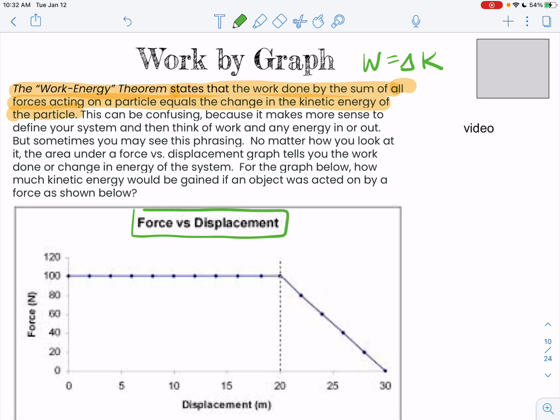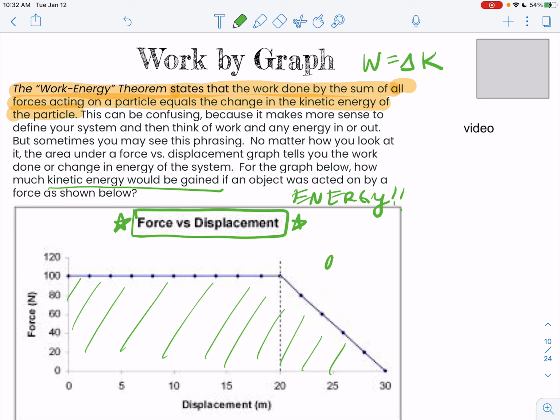All right. So they could ask you something like this. Anytime you see a force versus displacement graph, your brain should immediately start thinking energy. Because when you have the whole AP test, they'll show you all different things. So when you see force versus displacement, that's your indicator that this is an energy problem. For this graph below, how much kinetic energy would be gained if an object was acted on by the forces shown below? All you have to remember is that the area under the curve equals the change in whatever energy you're talking about. In this case, they say it's kinetic.